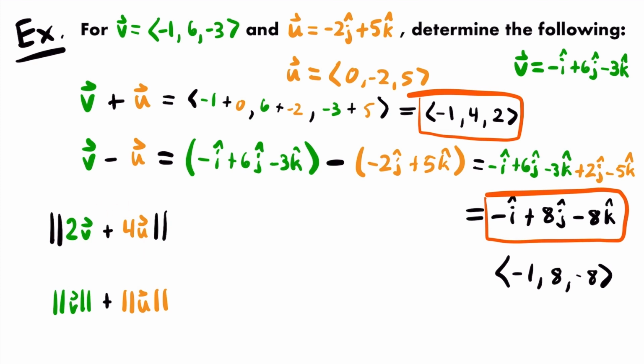Okay, but now let's work on our next operation here. We want to find the resultant vector of 2 times vector v plus 4 times vector u, and then we want to take the magnitude of that vector. Okay, so let's work on that next.